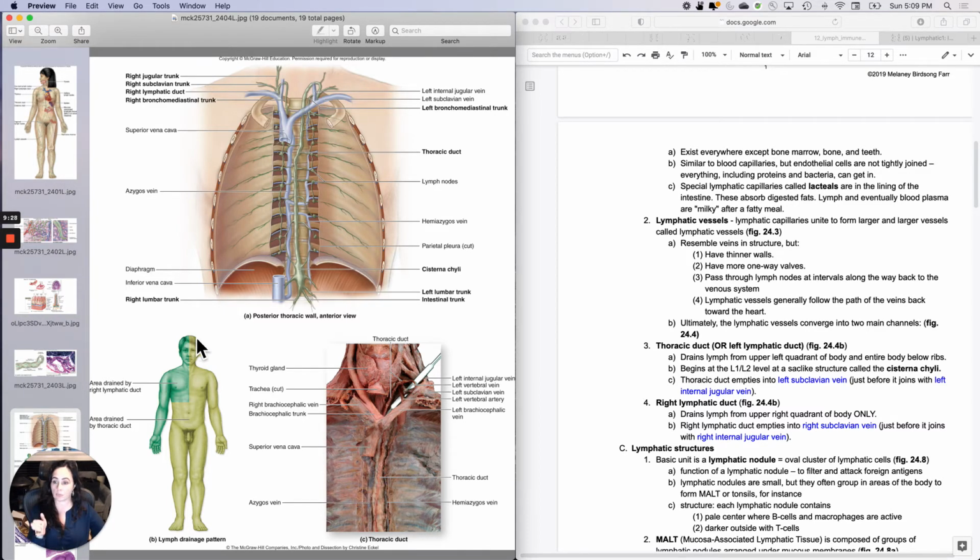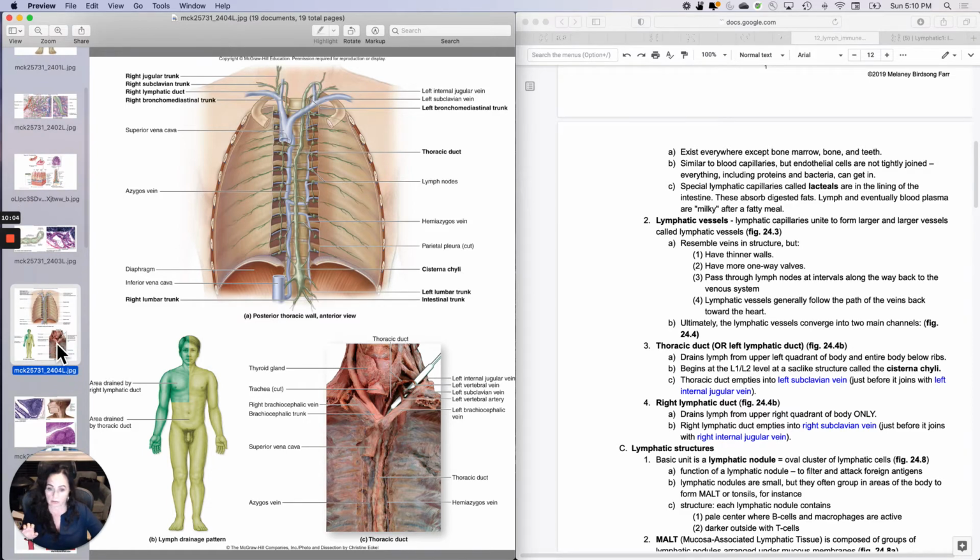And so look at what it drains. All of this area in the light green yellowish color, that's all drained into the thoracic duct right there, okay? And then the right lymphatic duct is just this little bitty guy right here that drains most of the rest of the body. Do you see that? The right lymphatic duct drains lymph from the upper right quadrant of the body only. I think we can all agree that that's a pretty strange circulation pattern.